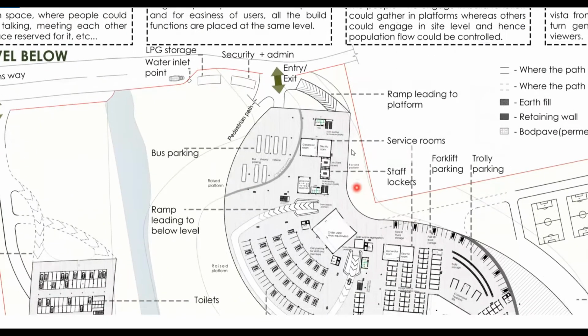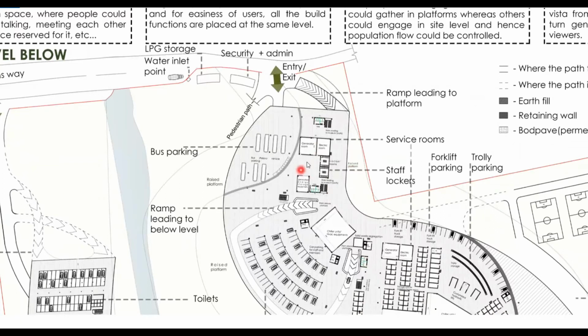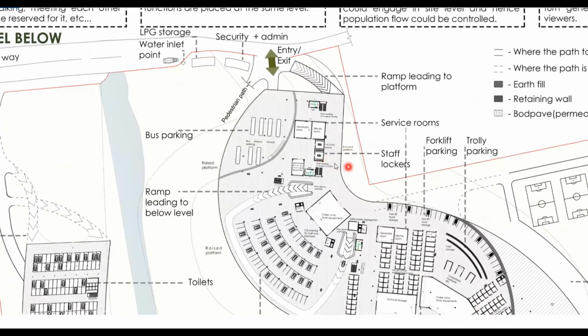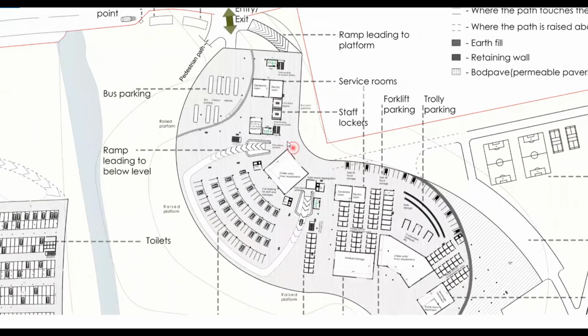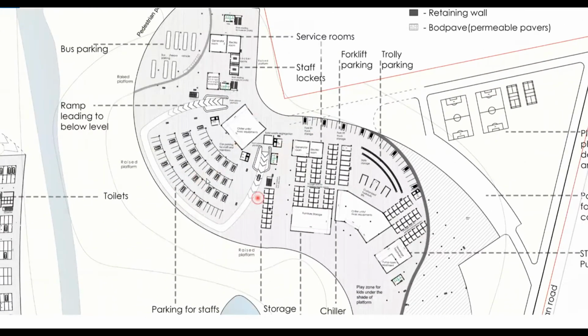And what happens beneath the permanent display center, there is provided with a generator room, electrical room space, locker rooms for the staff members, and the staircases, toilets, etc. And here it's provided the parking for the staff members.